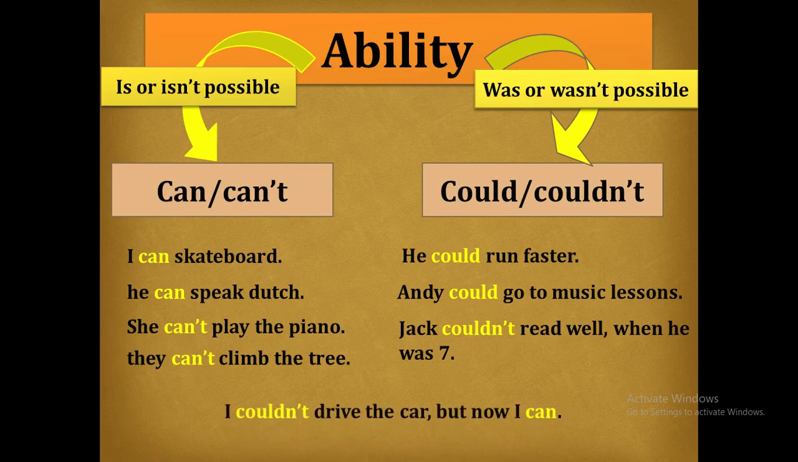We can use both in one sentence. For example, I couldn't drive the car, but now I can. Means I wasn't able to do something in the past, but now I am able to do it.